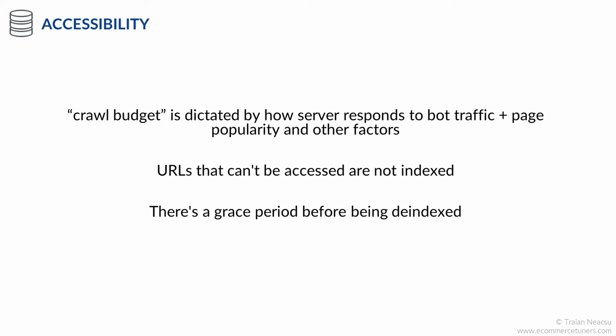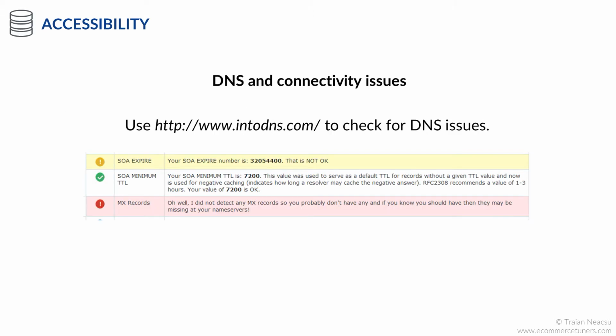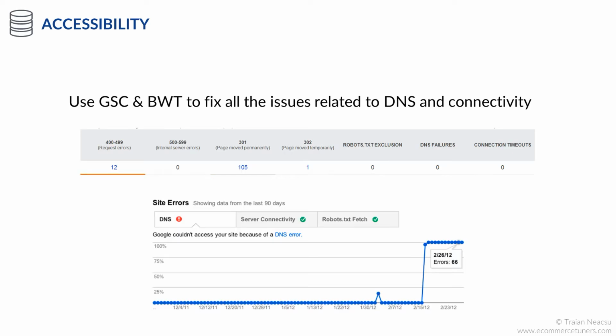So what prevents URLs and content from being accessible? DNS and connectivity issues. Use websites such as intodns.com to check for DNS issues. Everything that comes in red and yellow needs your attention. Using Google and Bing Webmaster accounts, fix all the issues related to DNS and connectivity.